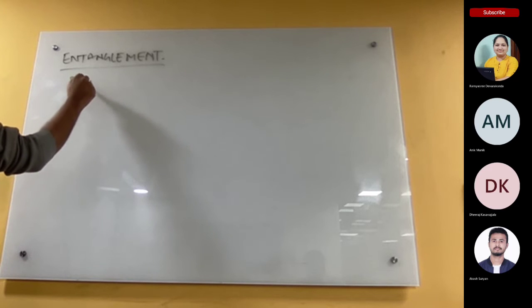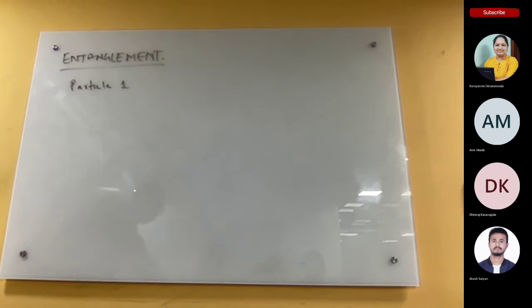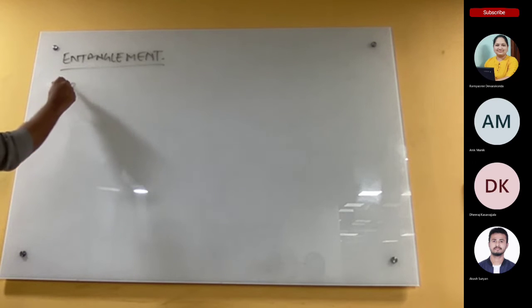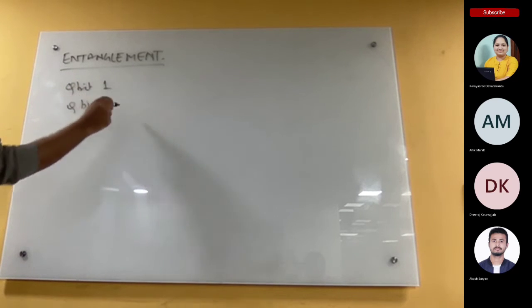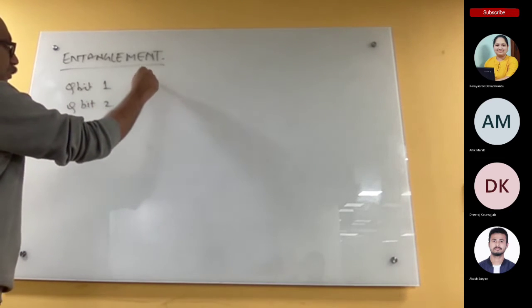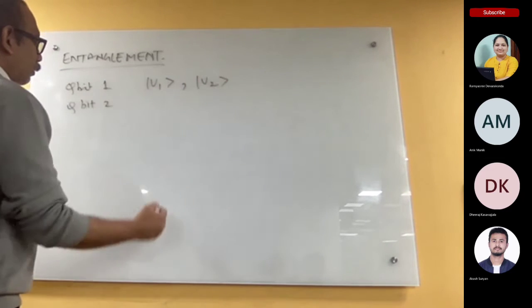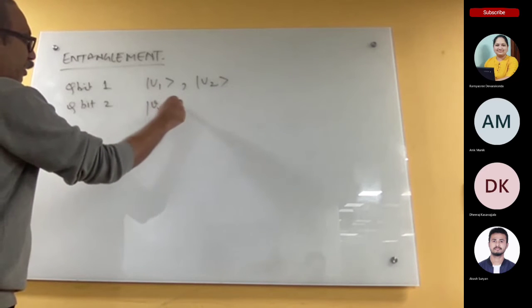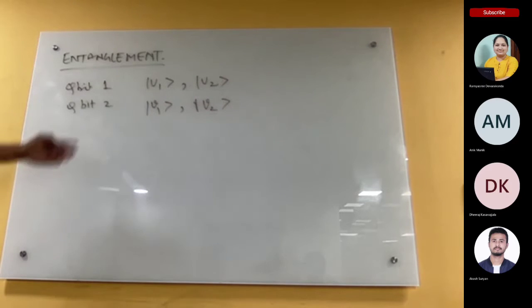Let's talk about particle 1, or maybe call it qubit 1. Maybe there is a qubit 1 and a qubit 2. Let us say this can reside in two states, U1 and U2, and this one, let us say, in V1 and V2. Some two states. This has two states, U1 and U2.